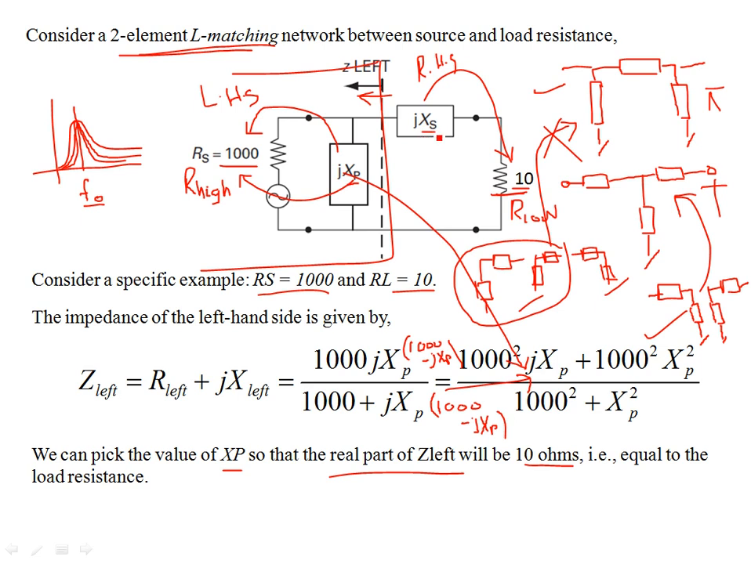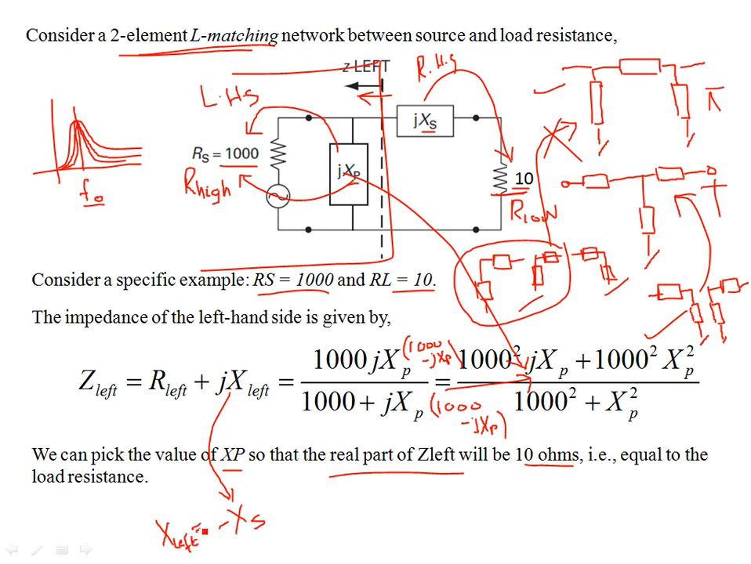Isn't that right? Because we have to cancel this. We don't want it, because the load is real in this case, and we don't need a reactance with it. So we can cancel XS compared to X left; this should be equal to minus XS. Okay, X left should be equal to minus XS, or XS is minus X left.